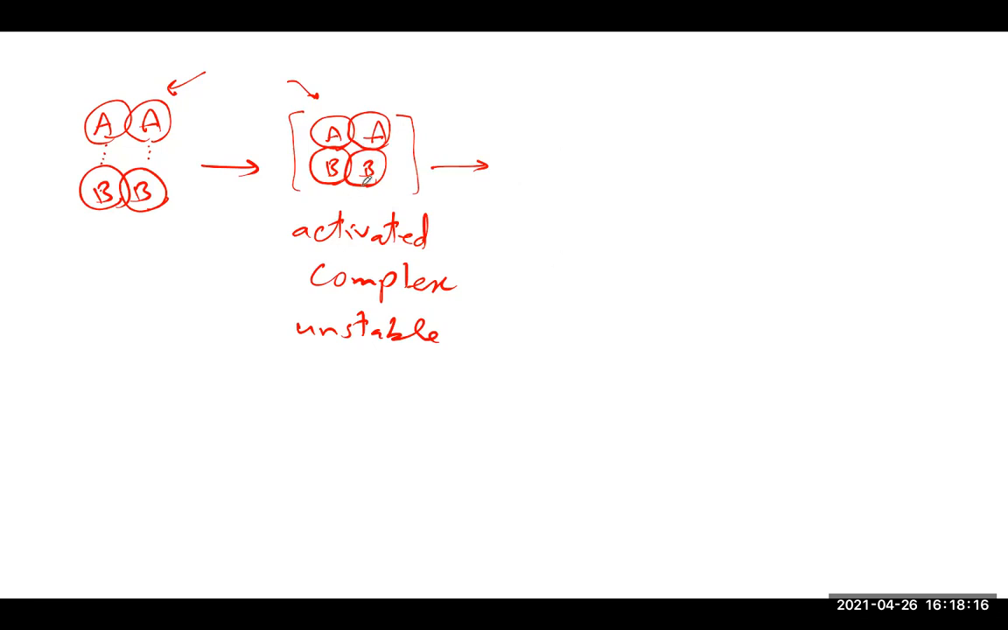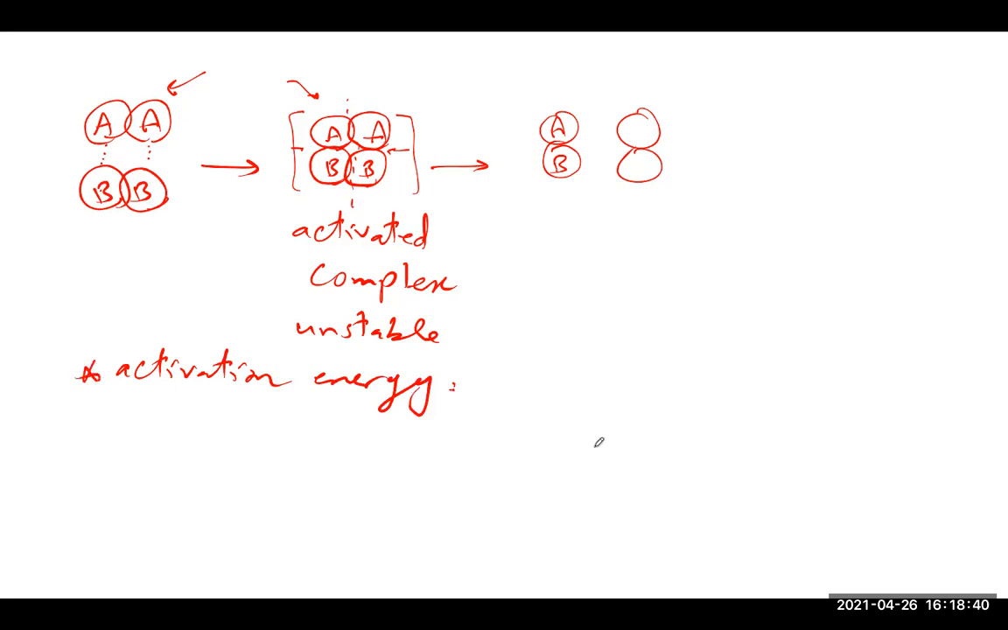Okay, when they form the activated complex, which is a transition state, now they are breaking the old bonds and forming new bonds here. So they will form AB and AB. Okay, so we need to know the definition for the activation energy. So what is the activation energy?